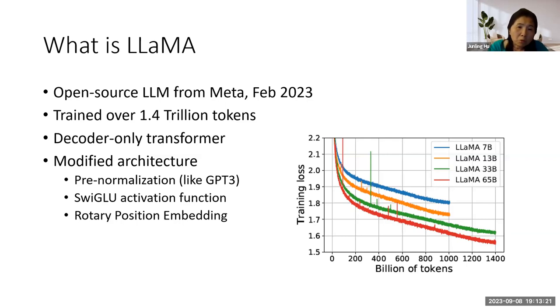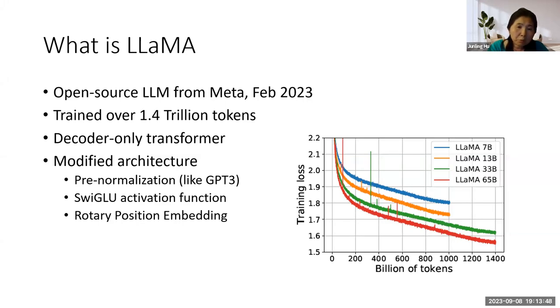Secondly, they use the so-called SwiGLU activation function. We talked about it in our previous meetup. Essentially, it's a special activation function that was invented recently and has a lot of good properties. And thirdly, a very important feature I didn't emphasize before, and I think today we're going to go a little deeper, is the rotary position embedding.